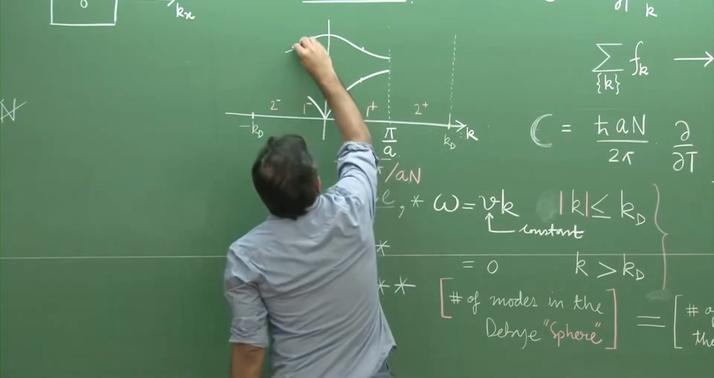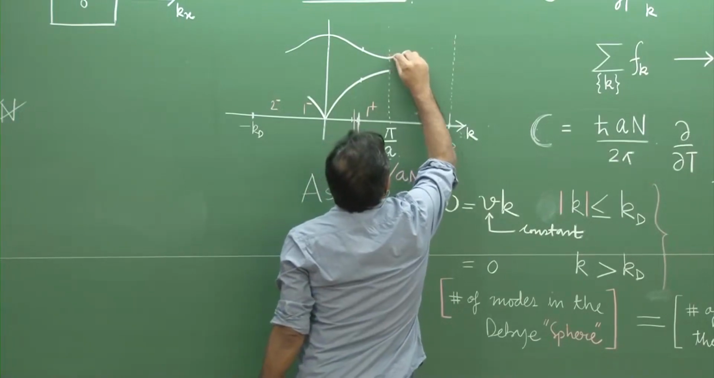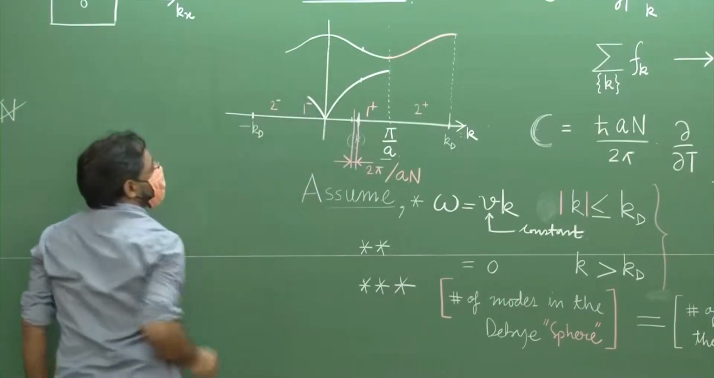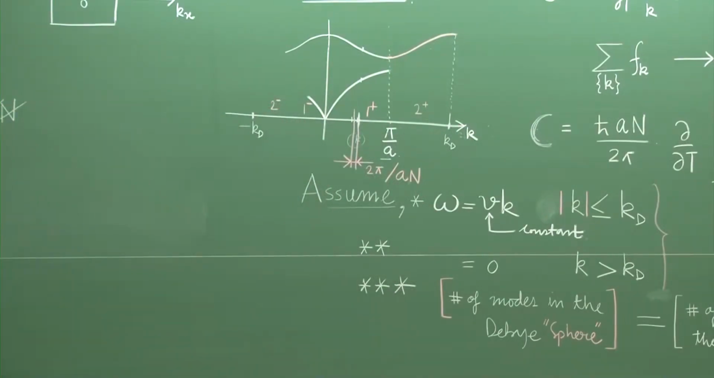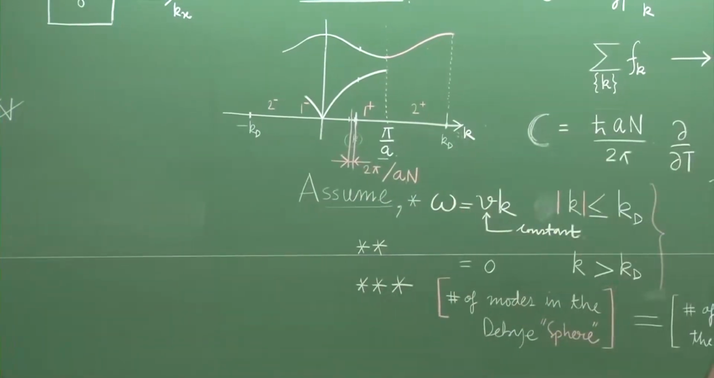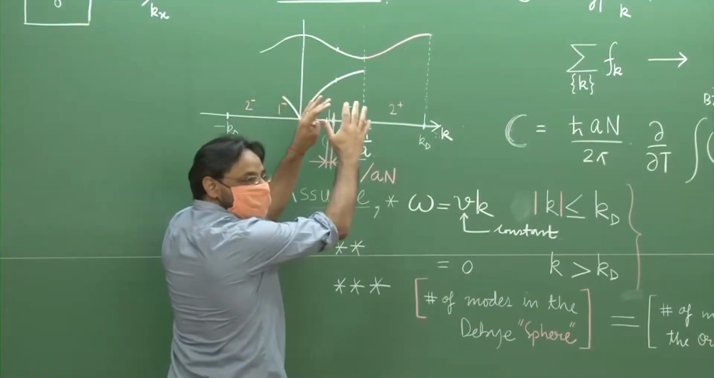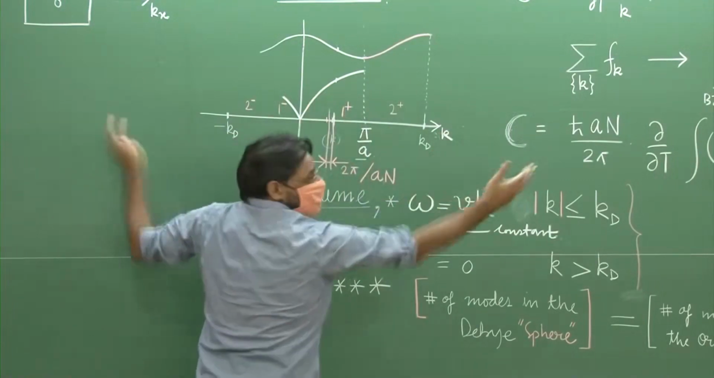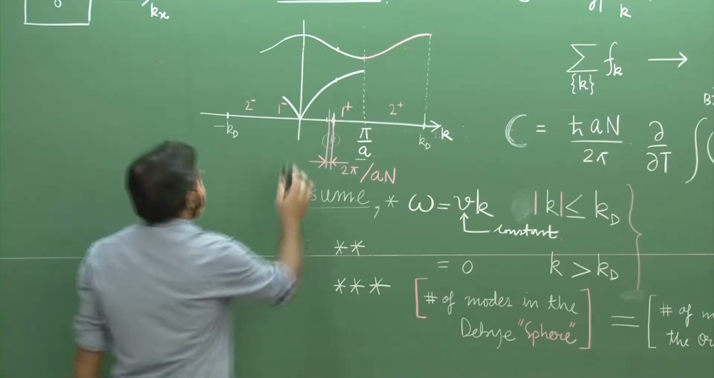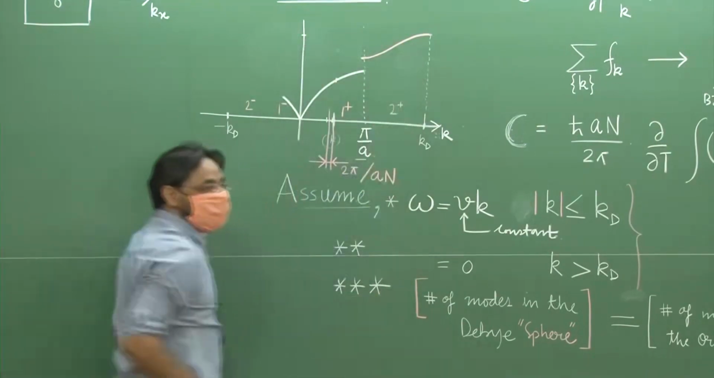So I can take this branch over here. So this branch can come like this. And similarly on this side, I can extend it to the second zone. And once I have transported the branch, I am now working in the extended zone scheme. I told you that it is a convention to work in the reduced zone scheme, which means to fold all the branches within the first Brillouin zone. But it's not uncommon to spread them out and go into the other zones, right? So you don't need it here now because you have copied it into the second zone.